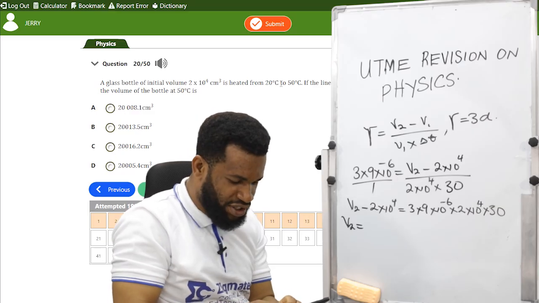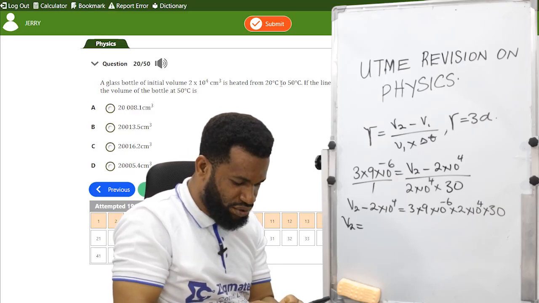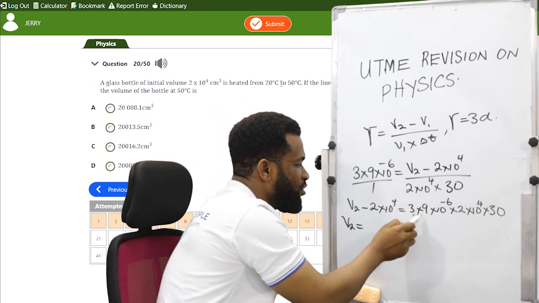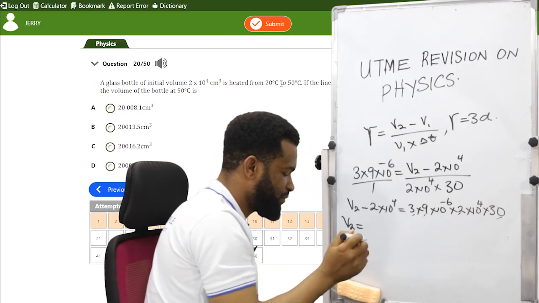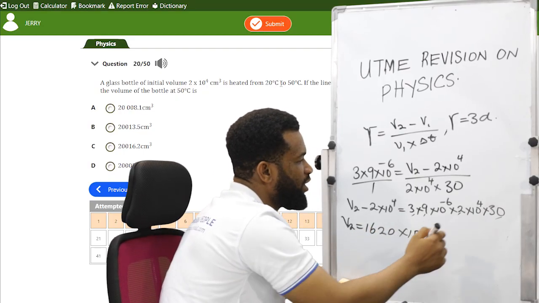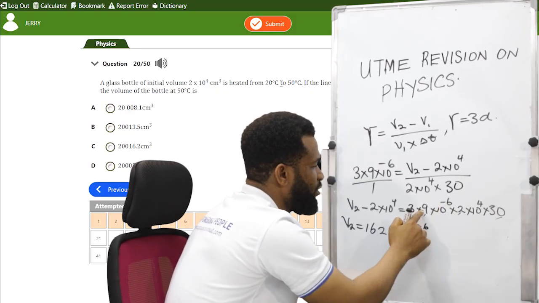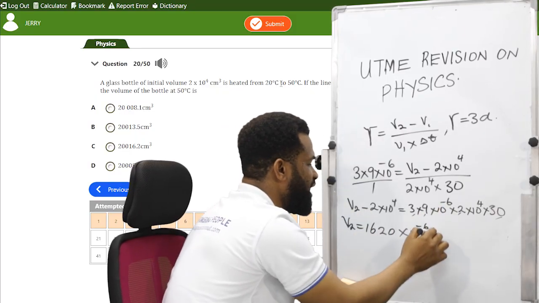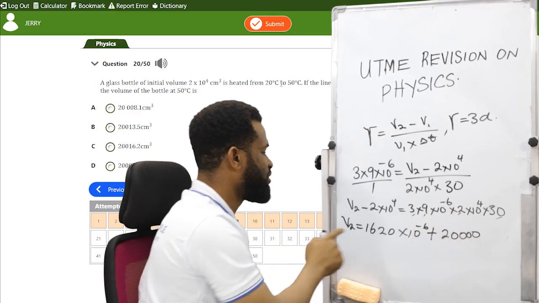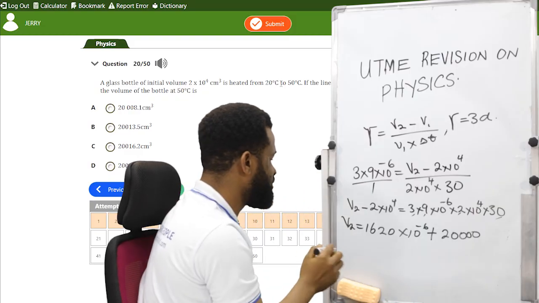So 3 times 9 times 2 times 30. That's how we do it. First, multiply the whole numbers first. I have 1620, then times 10 raised to the power minus 6. Of course, remember this is going to be added to 20,000, because 10 raised to the power 4 is 20,000.